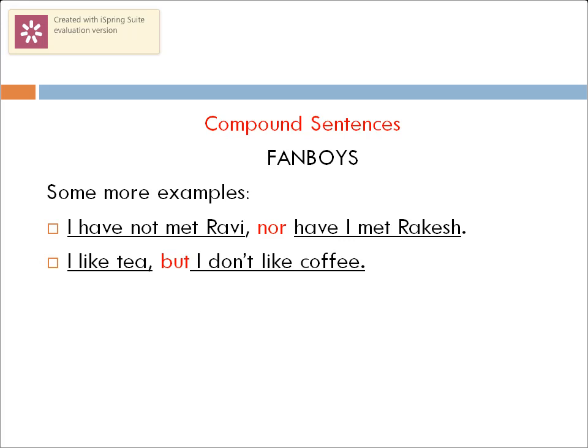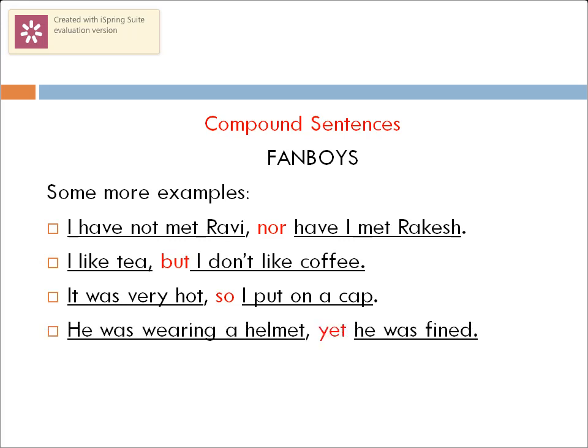Similarly, I like tea, but I don't like coffee. Two independent clauses: I like tea, I don't like coffee. It was very hot, so I put on a cap. It was very hot, one independent clause; I put on a cap, the other independent clause, joined by the conjunction so. He was wearing a helmet, yet he was fine.